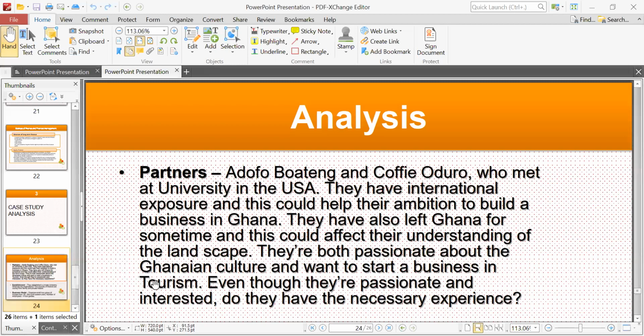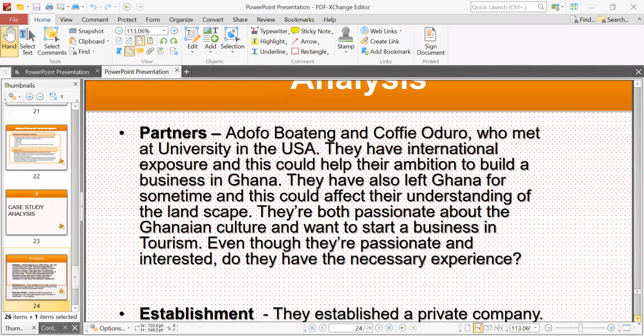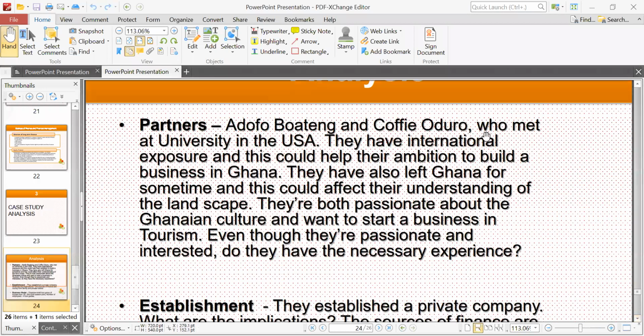So this particular case, right? I wish I could find the year. Can someone help me find the year for this case? I can't remember. Should have gotten it. But the names there are Adolfo Boateng and Kofi Oduro. It's at the beginning, so you will see it.